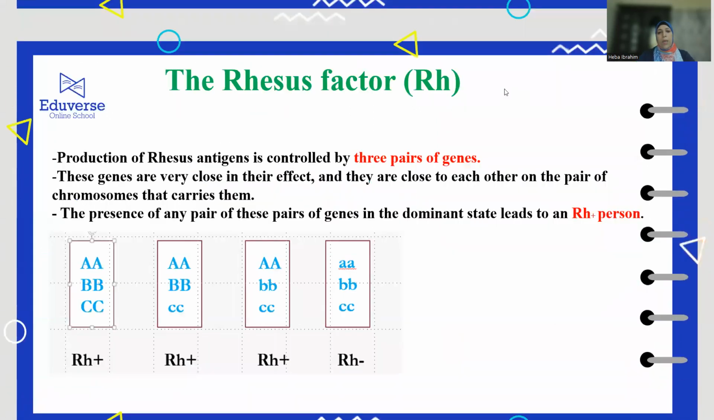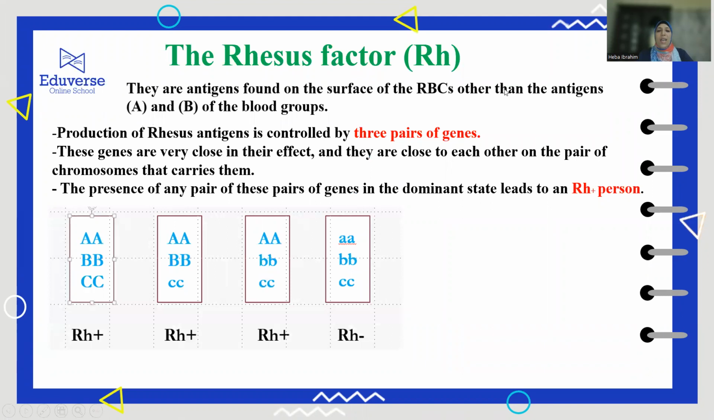Now, we are going to talk about the rhesus factor, or our new antigen. Rhesus factor was discovered in the rhesus species, a species of monkeys. It was first discovered in this species of monkeys, which is called rhesus. So this factor or antigen is called rhesus factor. This is another antigen beside antigen A and antigen B, so it exists on the surface of RBCs with the other antigens.